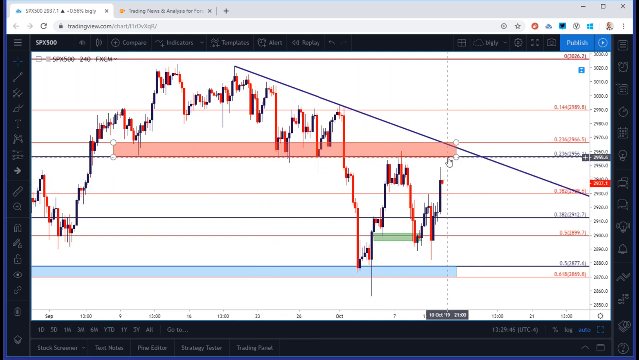A bit higher is that same zone of resistance that I had looked at last week, runs between around 2956 to around 2966. There's also a trend line projection in that area. The support that I looked at on Tuesday ended up working out fairly well around that 2900 level. Nice little topside bounce. Prices are now working on a fresh 3-day high. So not a lot to get excited about.